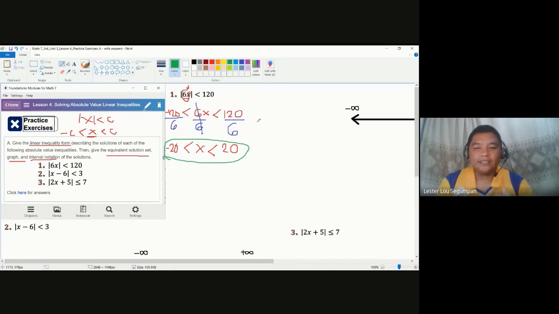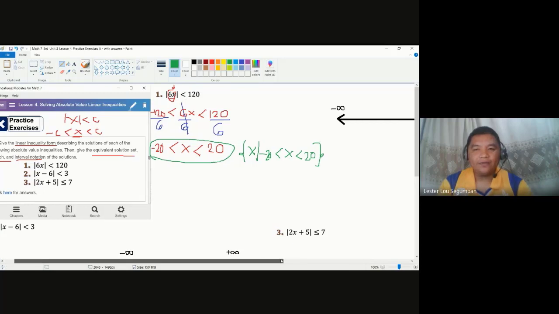So our next one is, now that we are sure of this, we can come up with our solution set, and then graph and interval notation, following the concept discussed in practice exercise A. You might want to check that previous video. So here you can simply have the set of x such that x is greater than negative 20, but less than positive 20, and close it. Okay.